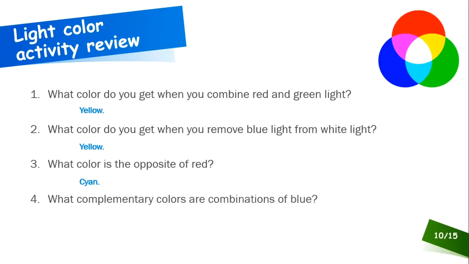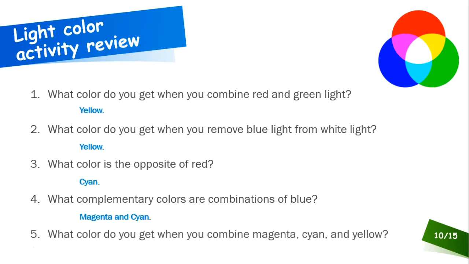What complementary colors are combinations of blue? Okay, well, here's the blue side. So the complementary colors are going to be the ones in the middle. So it's going to be these two colors here. That's going to be magenta and cyan. Then the last question, what color do you get when you combine magenta, cyan, and yellow? So here I've got, on my color wheel, I've got magenta, I've got cyan, I've got yellow. So I put those three together, and I get the color there in the middle, which is white.